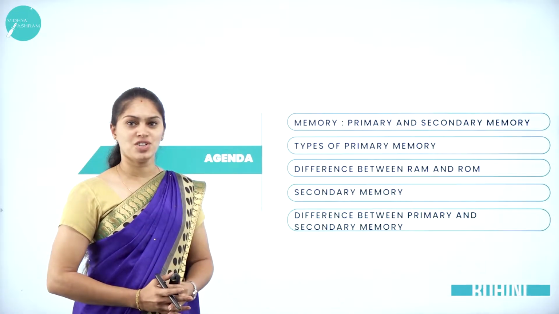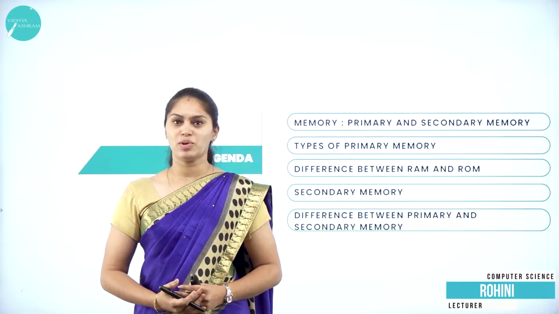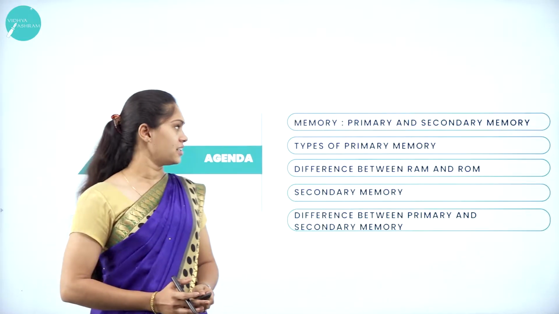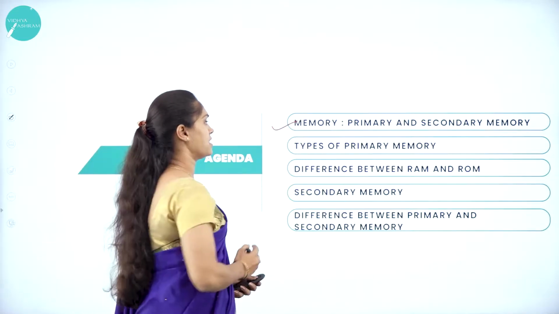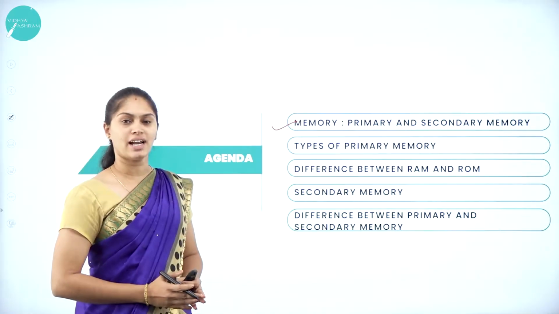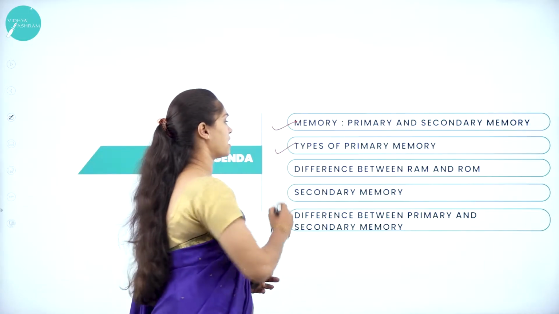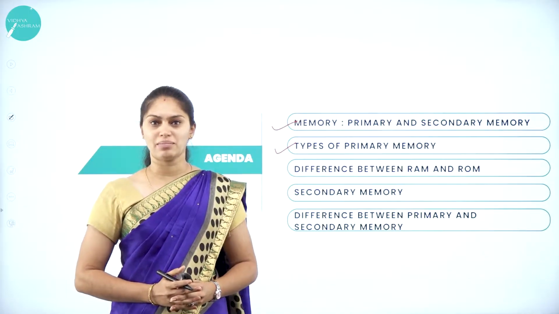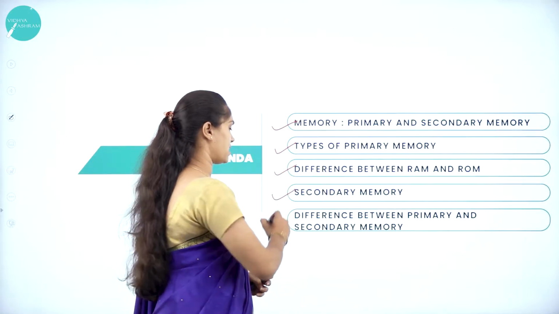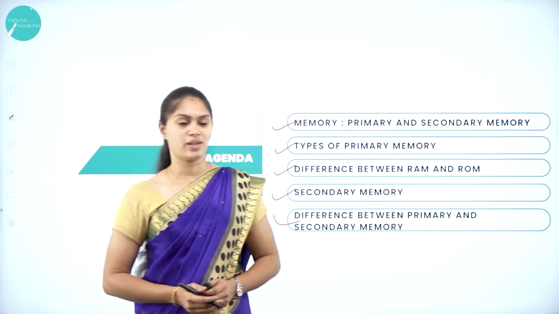In this session I will be discussing what we mean by memory, what the types of memory are, and how they are differentiated. So let me get into the session right now. There are two types of memory, that is primary memory and secondary memory. Then I am going to discuss the types of primary memory, then the difference between RAM and ROM, then what we mean by secondary memory, and then the difference between primary and secondary memory.